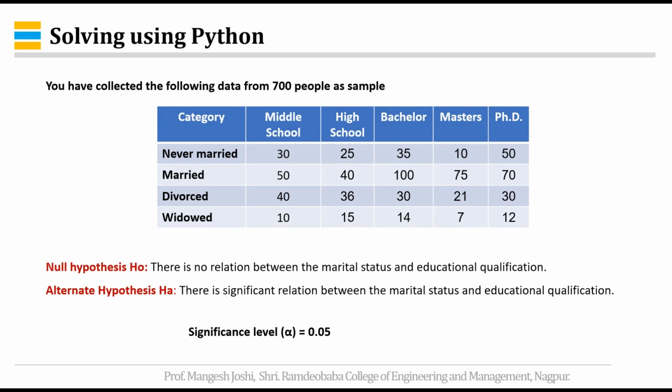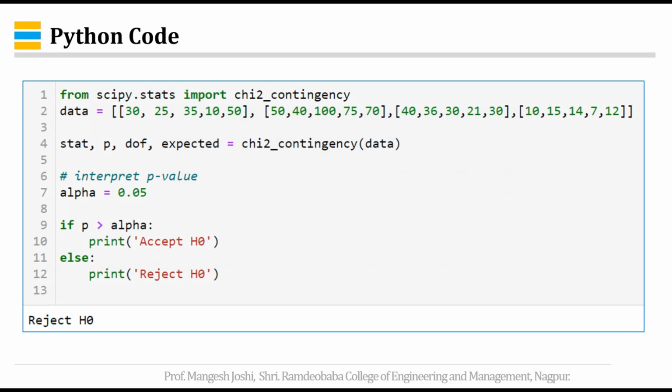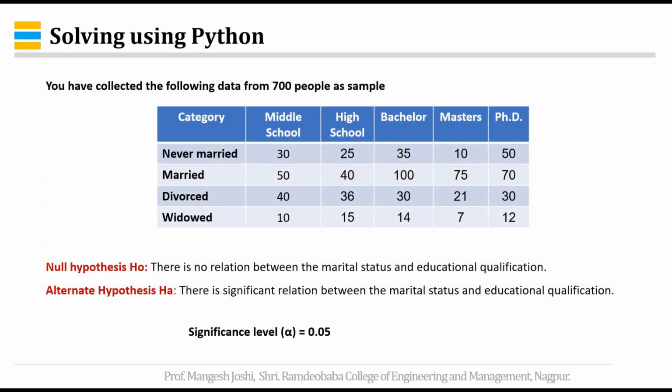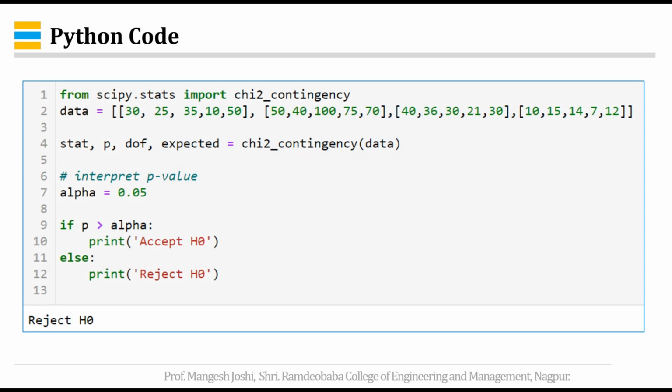So the same problem we can solve using Python very easily. So let us see how to solve this problem using Python. For this you need to import chi2_contingency. This two-way table is nothing but a contingency table. So I have imported this from scipy.stats, right?